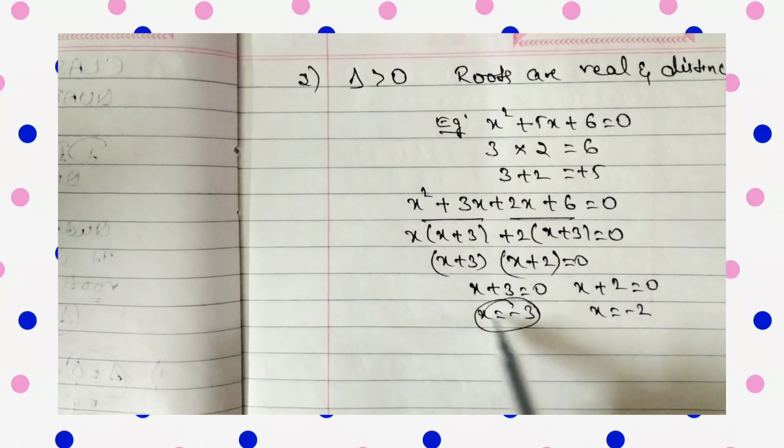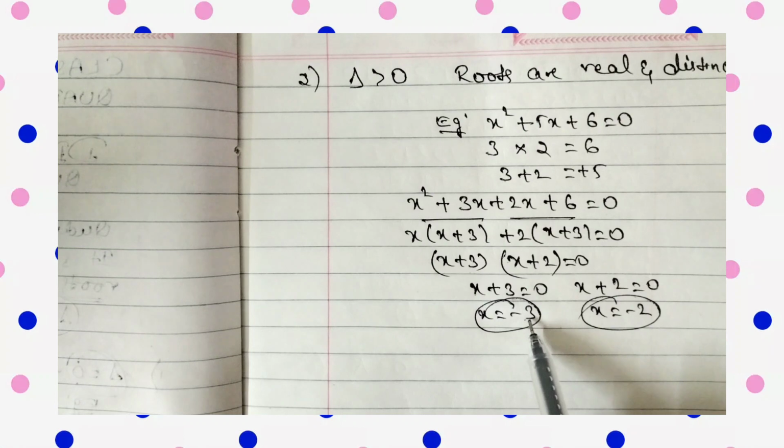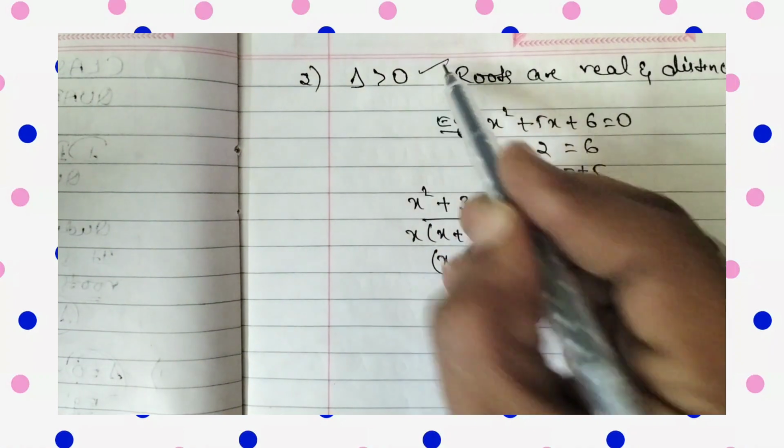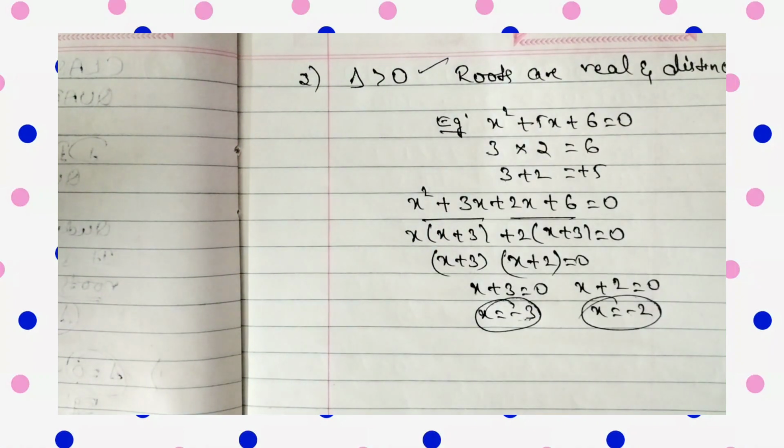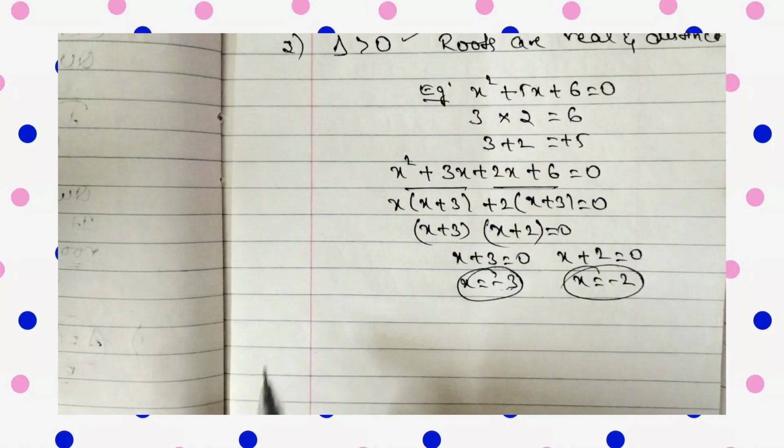Here the two roots are not equal. They are real but they are not equal. That means two roots are distinct. Distinct means different roots we will get. So if delta is greater than 0, then the roots are real and distinct. So this is the second case.